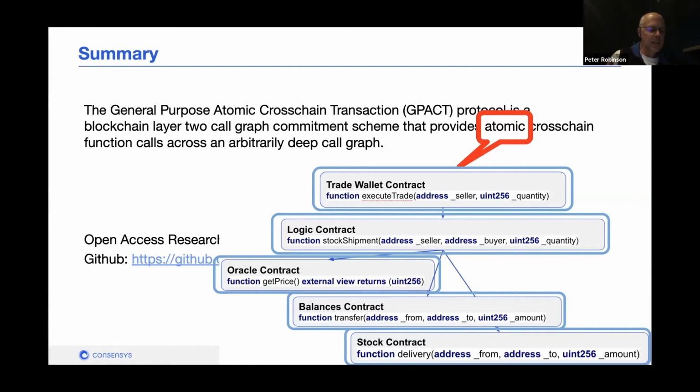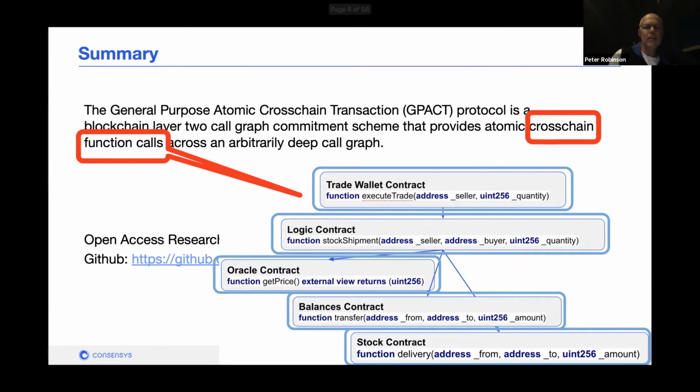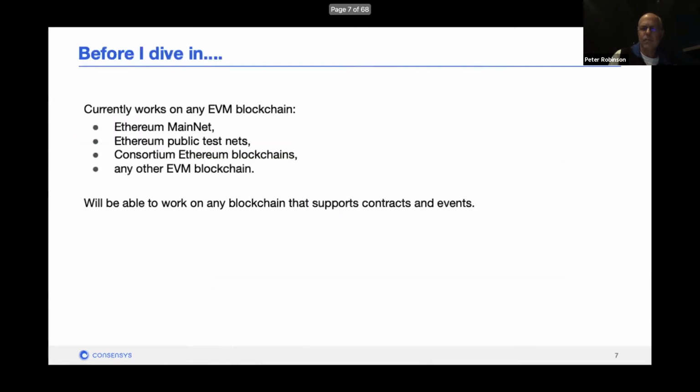Most of the cross-chain protocols that exist are just across 2 chains, a source and a destination, whereas this protocol allows you to go across many blockchains. And again, reiterating, function calls across blockchains.